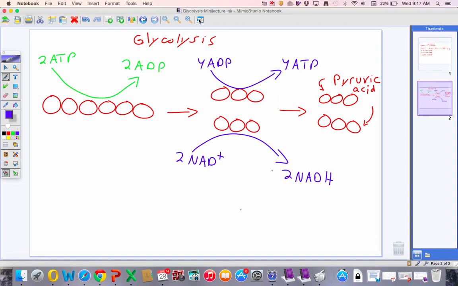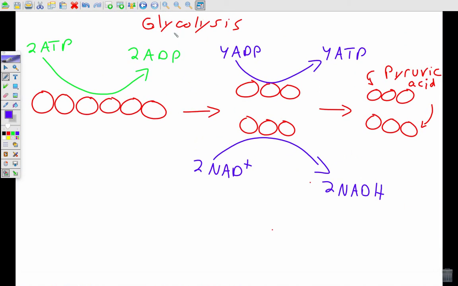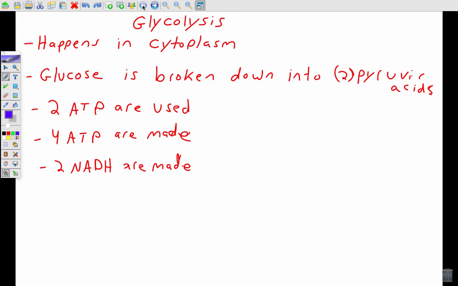Okay, this lecture is about glycolysis. So glycolysis is the first step of cellular respiration, and it happens in the cytoplasm. And during glycolysis, glucose is broken down into two pyruvic acids. And from that breakdown, 4 ATP are made, and then 2 NADHs are made. Remember, the NADHs are going to go to the electron transport chain.